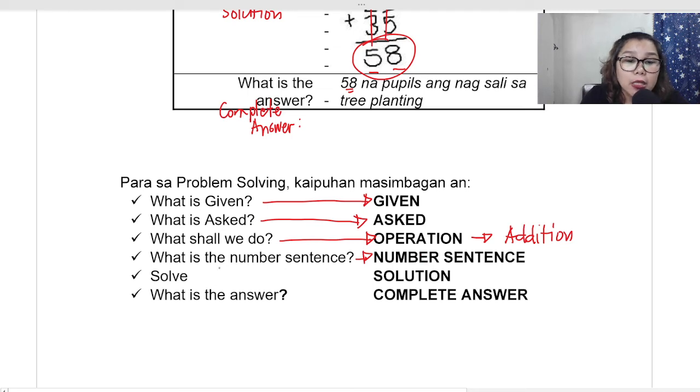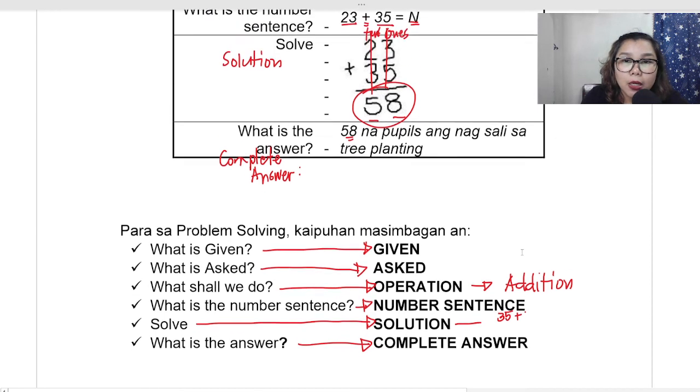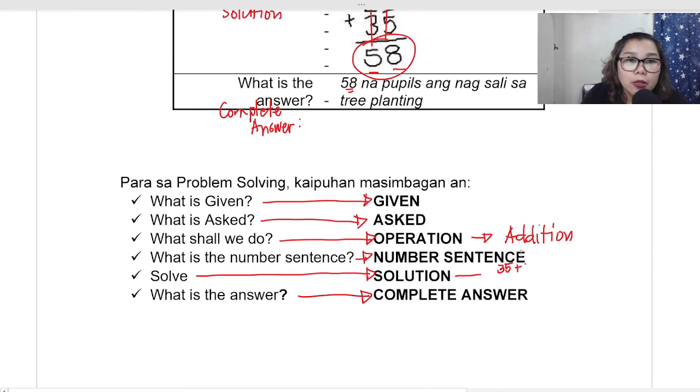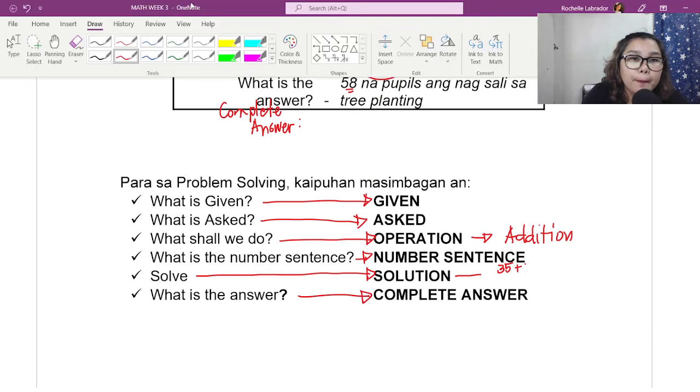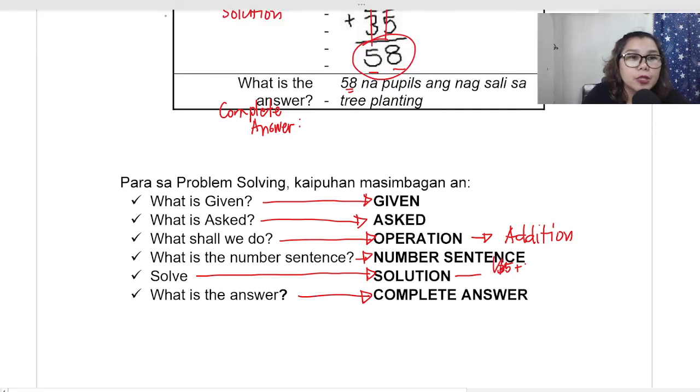And then, solve. When you are asked to solve, then you need to show your solution. And then what is the answer? You need to give the complete answer. If you notice, pagdating sa solution, halimbawa 35 plus ano yan? Let's go back to this one. 23 plus 35. Erase ko muna. Sorry.